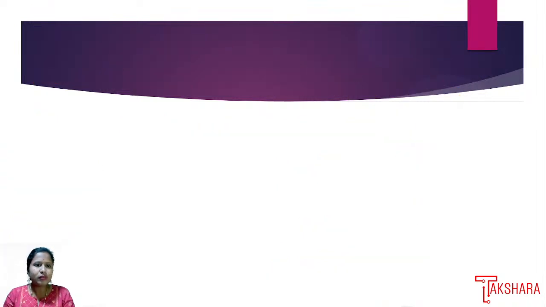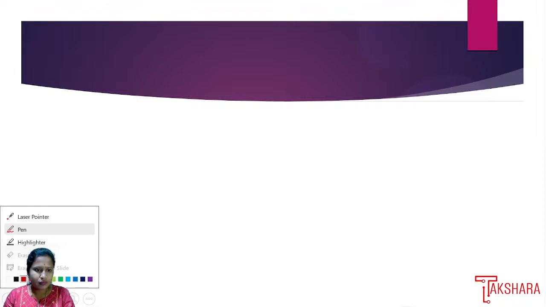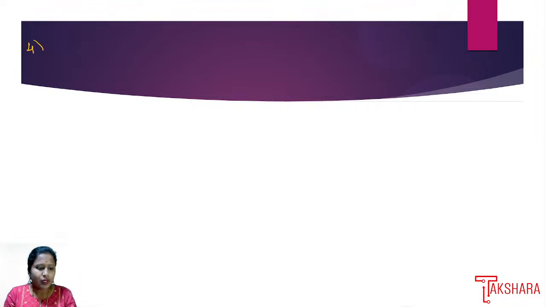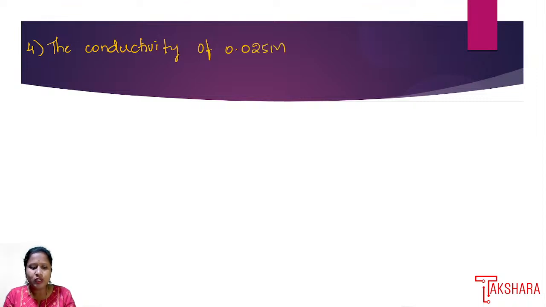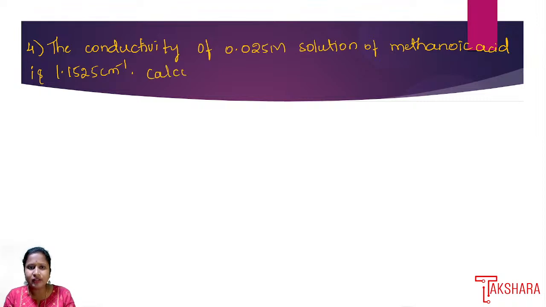Fourth one. So the conductivity of 0.025 mole solution of methanoic acid is 1.1525 per centimeter. Calculate its molar conductivity.